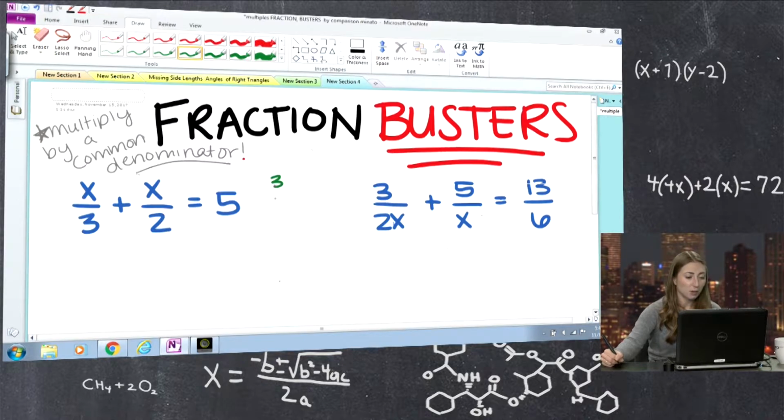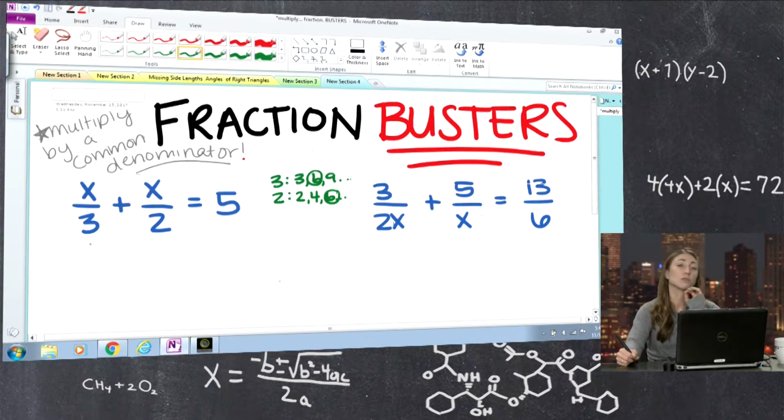Our denominators are 3 and 2. So what we can do is look at all of the things that we could multiply 3 by to turn it into something else, the multiples. 3, 6, 9, and so on. We have 2, which is 2, 4, 6, and so on. And what you see is that a common denominator could be 6. They could both turn into 6. So what we're going to do instead of turning the denominators into 6 is we're going to multiply everything in our equation by this common denominator.